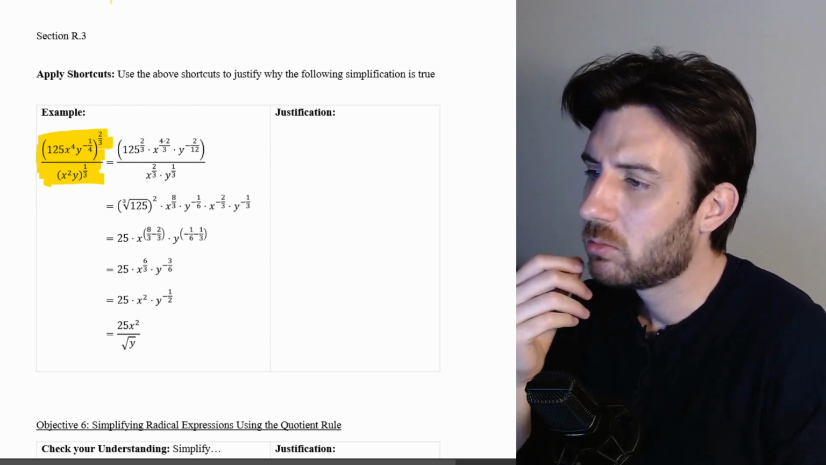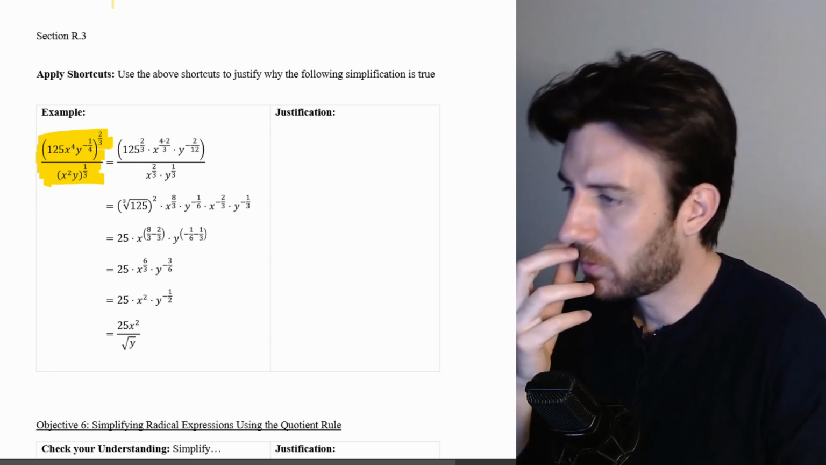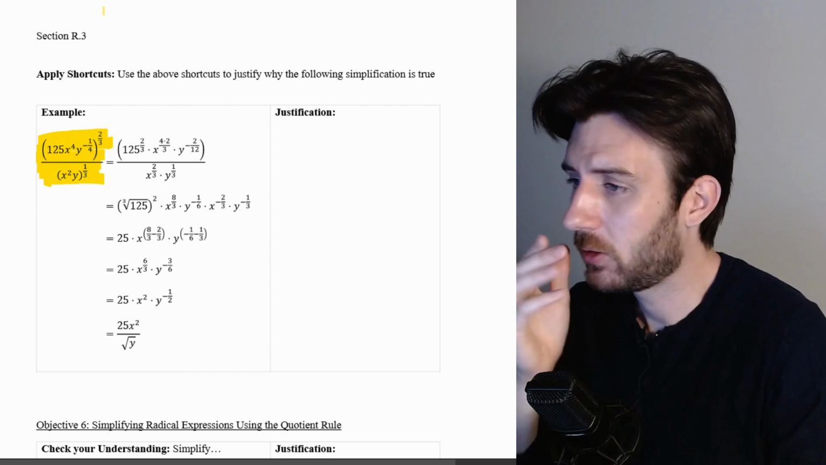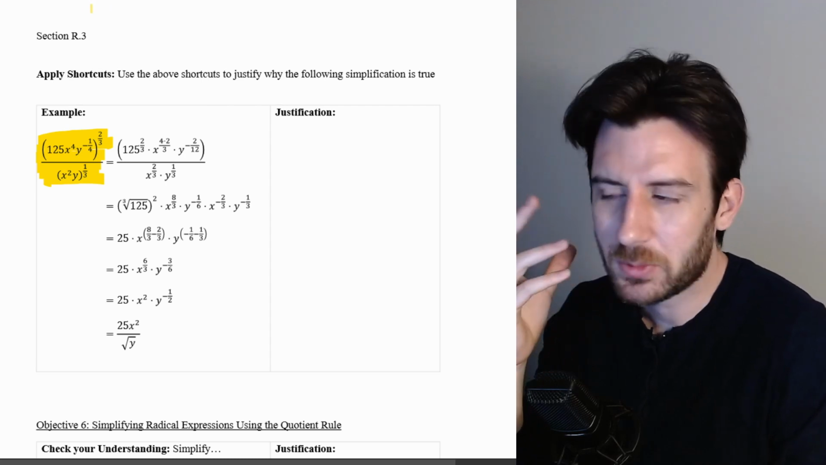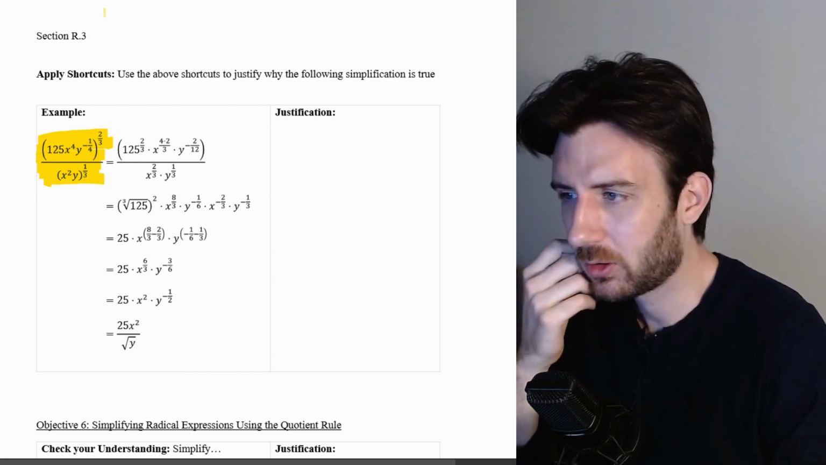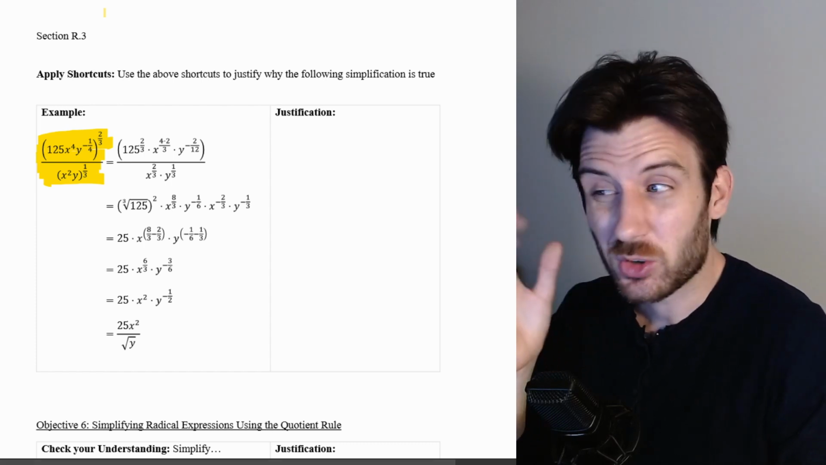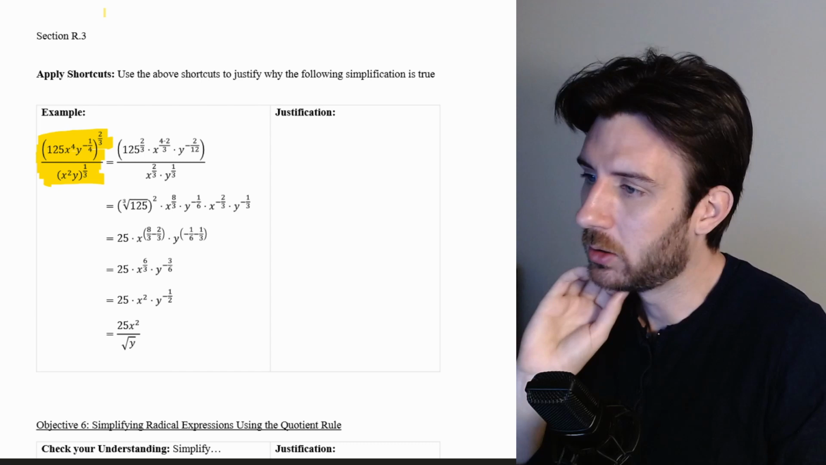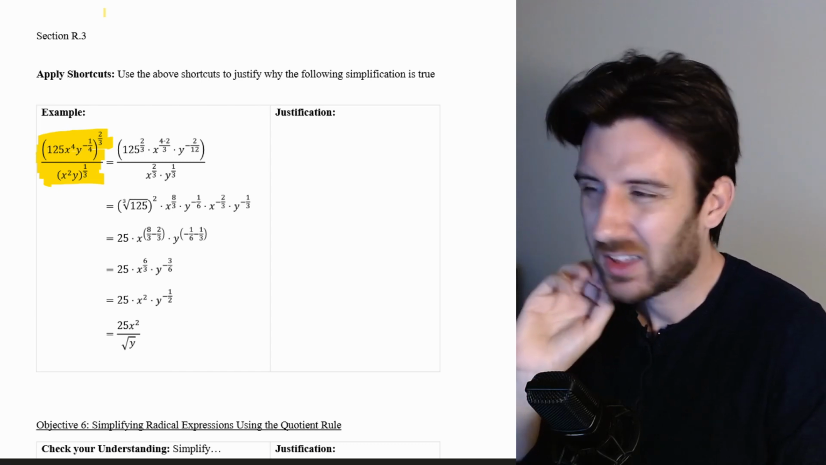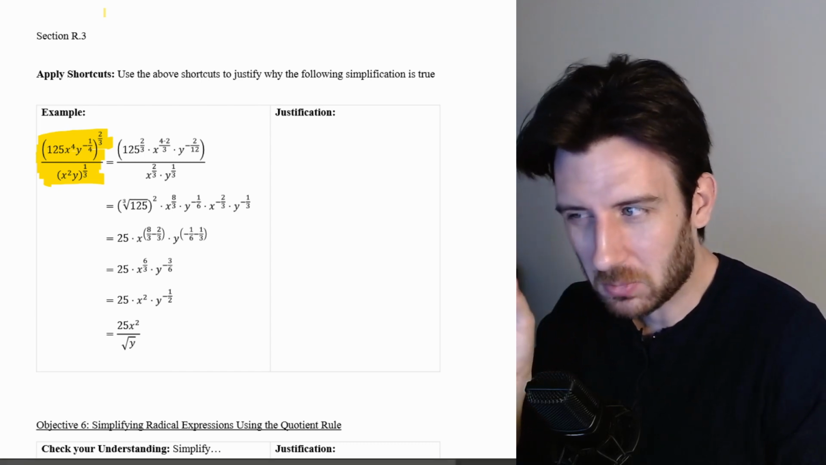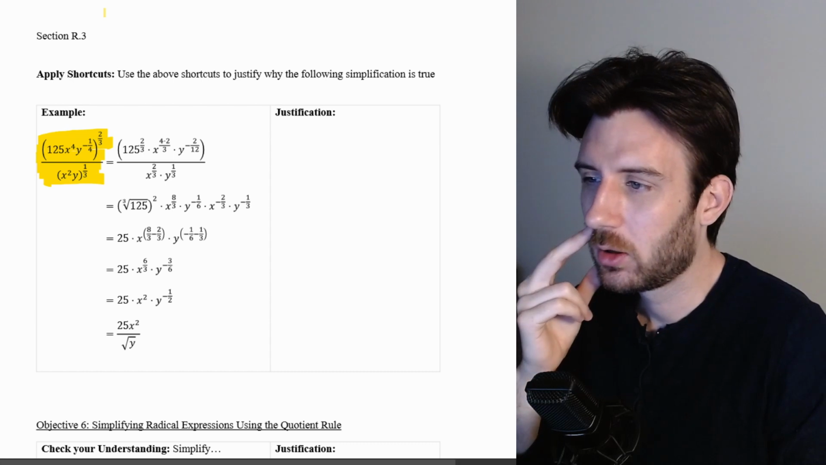I have stuff inside the parentheses, complicated stuff inside the parentheses. I'm going to be raising that to a fractional exponent. That seems difficult. I don't know if I want to do that in my calculator. I can't do it in my calculator. I have variables. Can I do it in parts? What does everything mean? How can I break this back down?